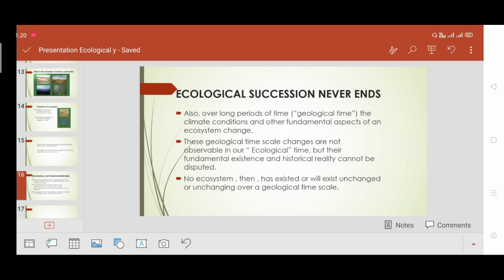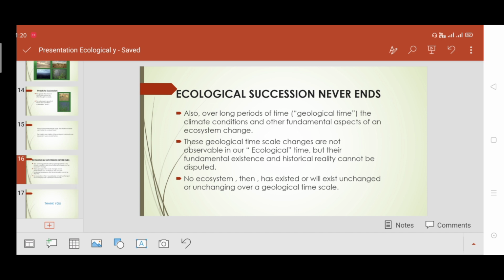Now let's see why ecological succession never ends. Over long periods of time, the climate conditions and other fundamental aspects of an ecosystem change. These geological time scale changes are not observable in our ecological time, but their fundamental existence and historical reality cannot be disputed. No ecosystem then has existed or will exist unchanged or unchanging over a geological time scale.